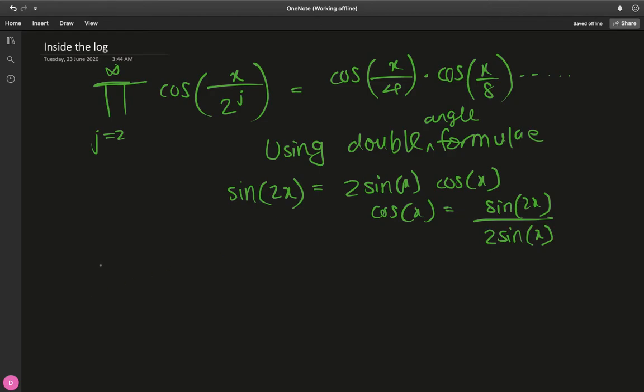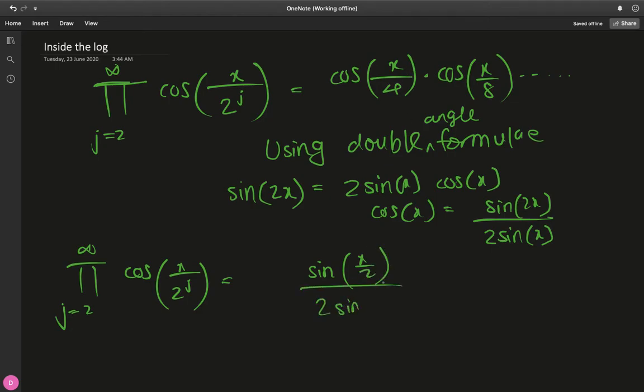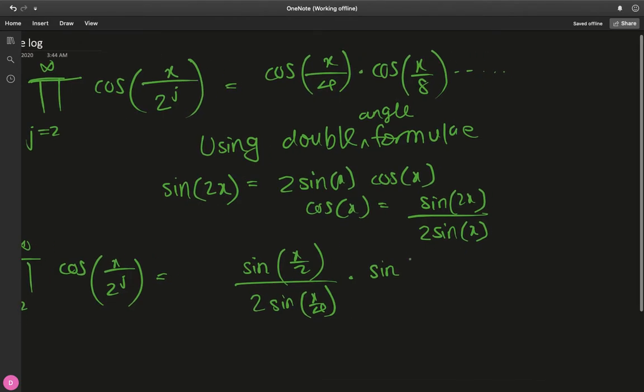When we do that, our infinite product from j equals 2 to infinity of cosine of x over 2 to the j can now be written as sine of x over 2 divided by 2 times sine of the original thing, x over 4, times, because it's an infinite product, sine of x over 4 divided by 2 times sine of the original quantity, which is x over 8. And we can do this until infinity.